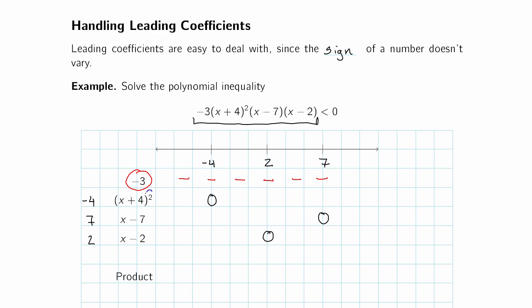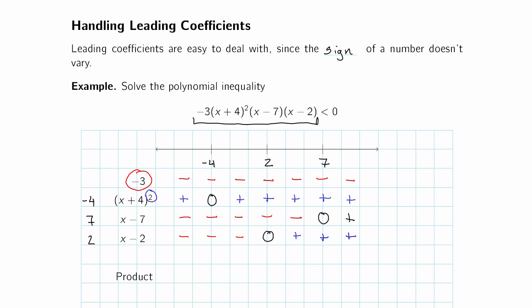Now, this factor is squared, so it's positive wherever it's not 0. And then x minus 7 is negative when x is a small number. It's positive when x is a big number. x minus 2, likewise, negative when x is a small number. Positive when x is a big number.